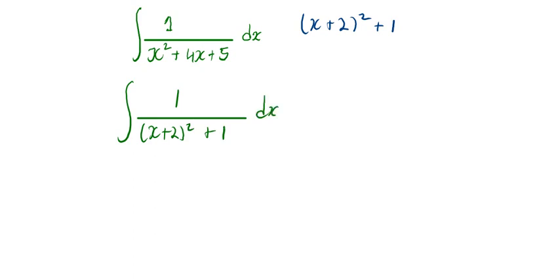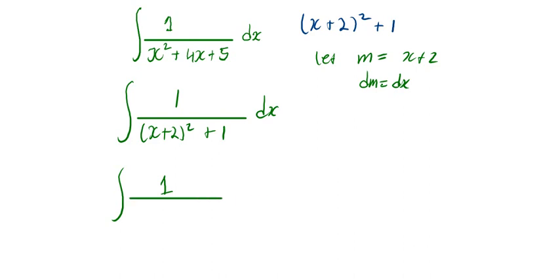So this looks familiar because I can choose to use trig substitution. How can I manipulate what I have here to enable me to use trig substitution? And it's very simple. I can write what I have here in terms of a letter. So let m be equal to x plus 2, meaning my dm is equal to dx. So I'll come here and say integral of 1 over, instead of having x plus 2, I'm going to write m squared plus 1, and my dx is nothing but dm.